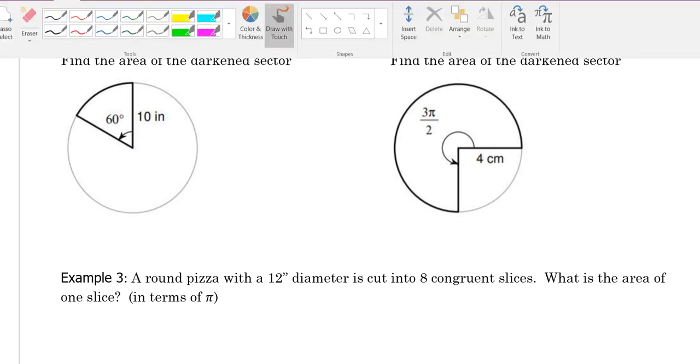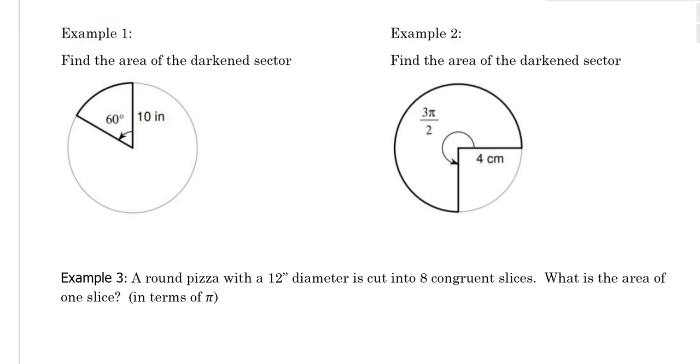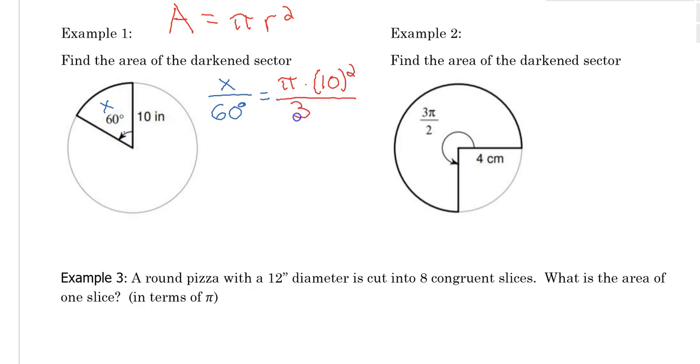Find the area of the darkened sector. Okay? So again, what's inside is what I'm finding. I'm finding the amount of space inside. So x over the angle of that piece, which is 60 degrees, is going to equal the area of the whole circle. Again, remember, area equals pi r squared. So that's pi times my r, which is 10, squared, over the angle of the whole circle. Circles are 360 degrees.